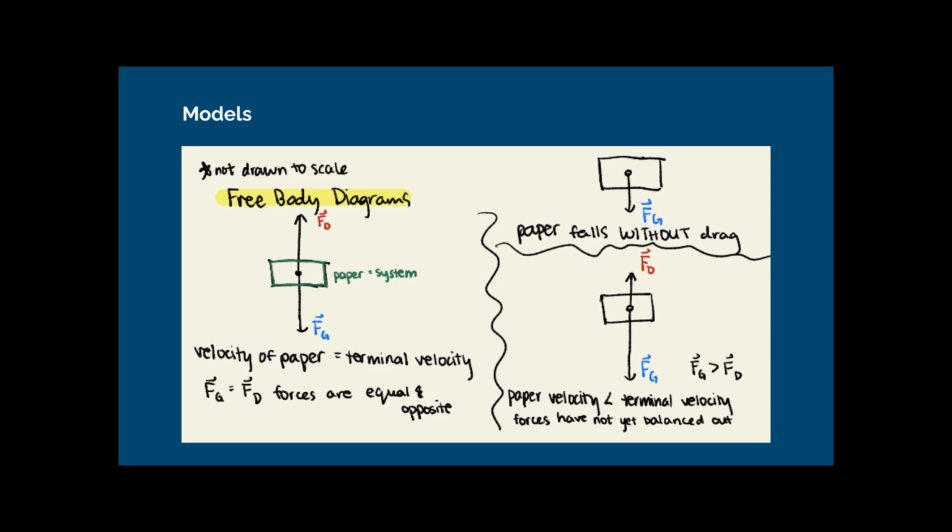The diagram on the left is in a state where the gravitational and drag forces are equal and opposite. Thus, the velocity of the paper is equal to the terminal velocity. Our second computational model with drag force will reach this balance. Time to dive into our experiment.